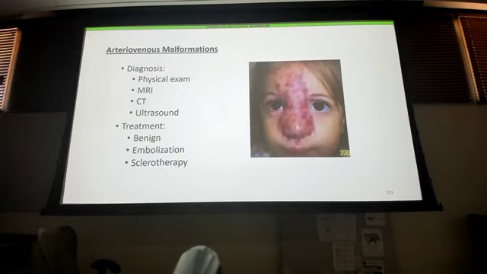And depending on the location, we could either do embolization, so we're blocking that blood flow through that connection, or we can do sclerotherapy, where we're injecting things underneath the skin that causes a hardening of the vessel to prevent that direct connection from the artery to the vein.